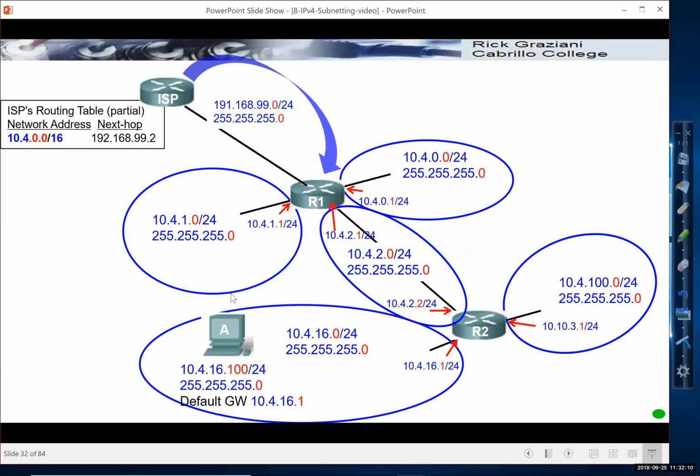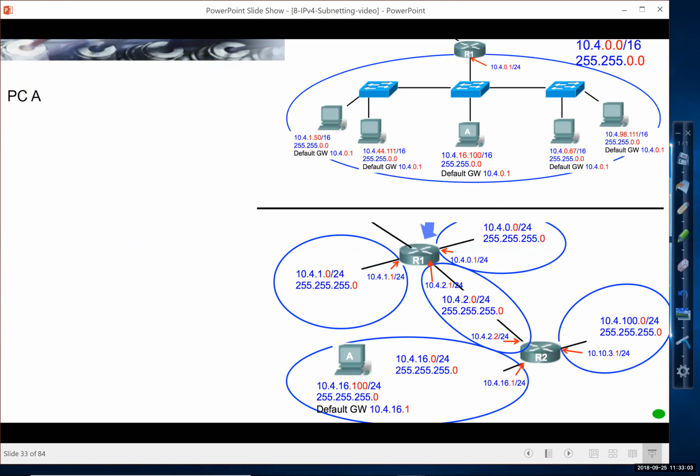Now we decided to subnet. That had nothing to do with our provider. Our provider still sees us as 10.4.0.0/16. There you can see it in the routing table. So they're going to forward anything with the first 16 bits of the destination IPv4 address being 10.4 to us. How we subnet, or whether or not we subnet, is totally up to us. But once the ISP forwards those packets to router R1, it's our responsibility as the network administrator to configure the routers and the networks properly so the packets are forwarded to their proper destination and reach there successfully.